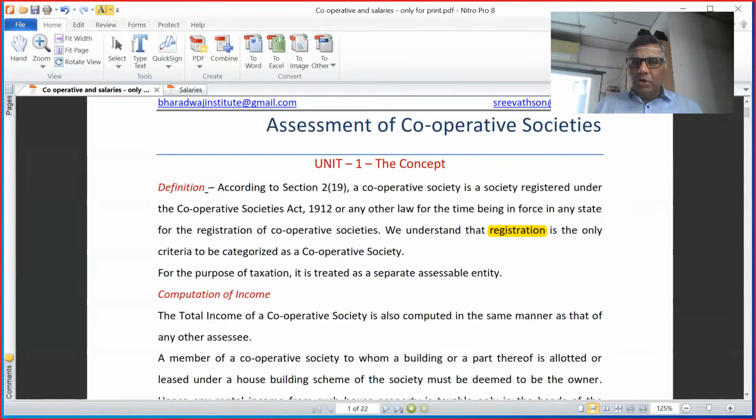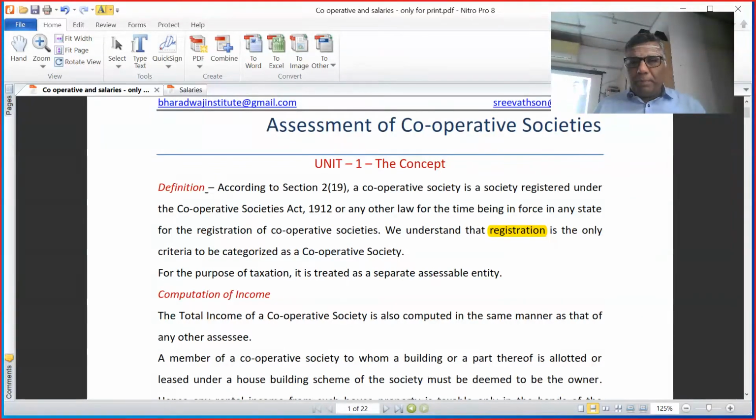enjoy one major deduction, that is section 80P, but now that is not available for cooperative banks. Cooperative banks are asked to compete like commercial banks. Cooperative banks are also now more like a commercial bank. Tamil Nadu Mercantile Cooperative Bank, these are cooperative societies. But this primary agricultural society and all will still enjoy that section 80P benefit.